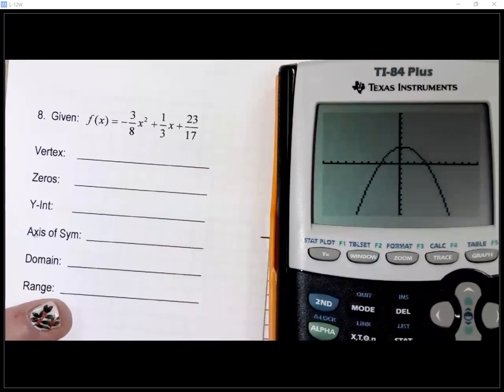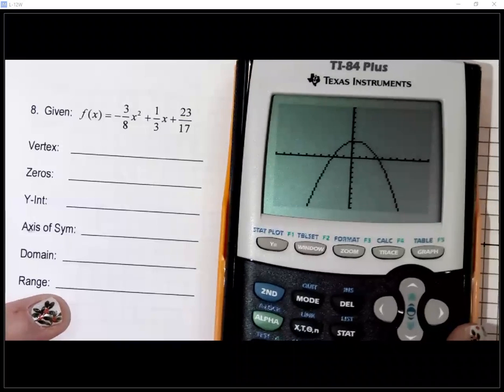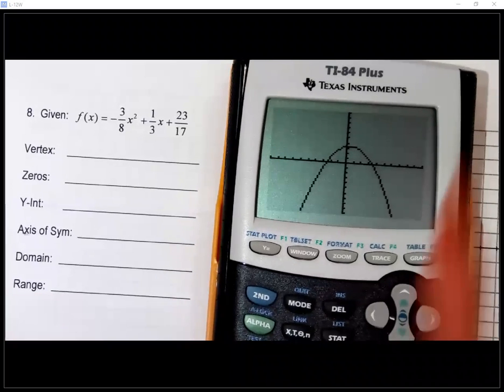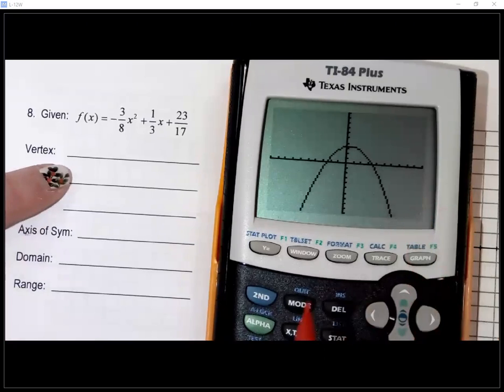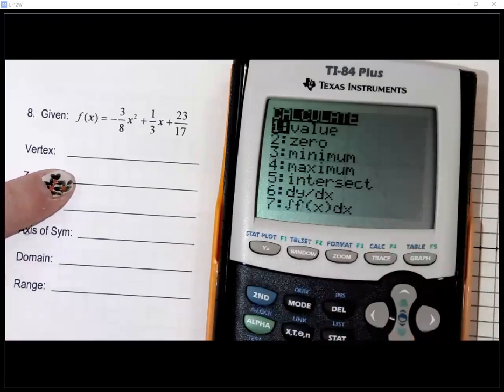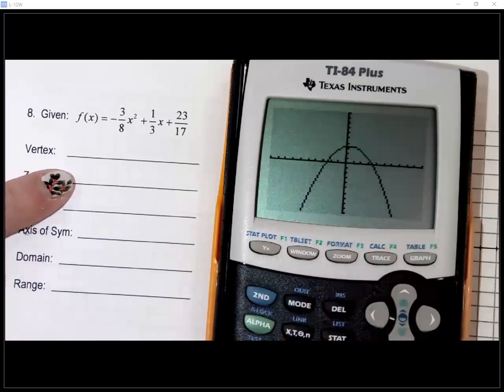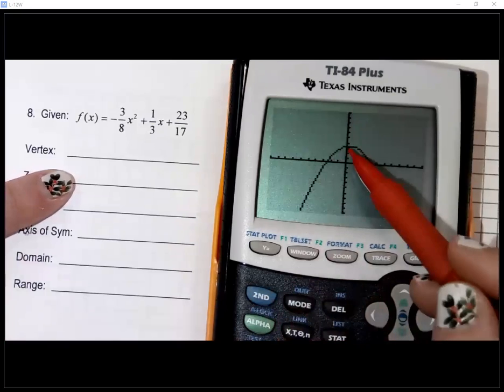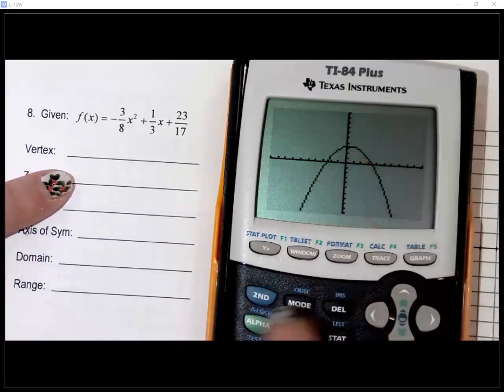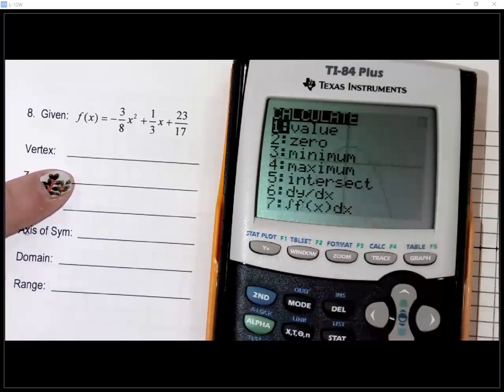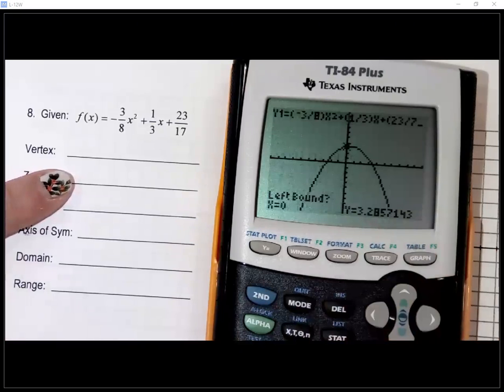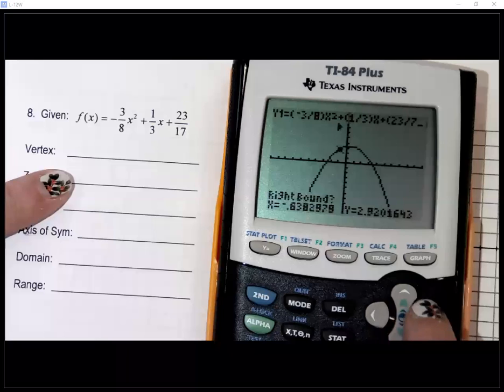I'm going to go through some of the steps just for the video, so if you don't want to listen to me, you can kind of tune me out for a minute. So vertex, we hit second calc. Oh, wait, I forgot to ask myself, is this a max or a min? You guys tell me. This time it's a max because it's the highest point of the whole graph. So I'm going to go in the calc menu and choose max, choice 4. Make sure the blinky guy's a little bit to the left of the max, hit enter. Put it a little bit to the right, hit enter.